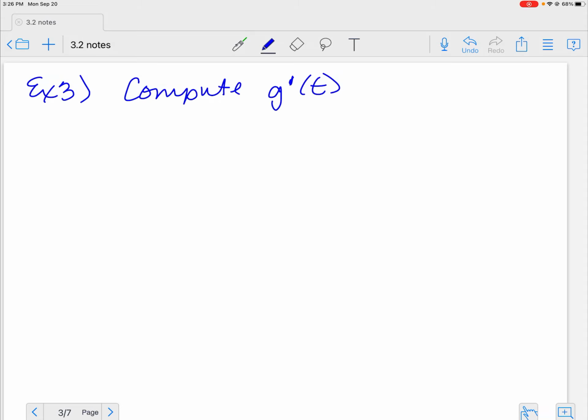Okay, we've practiced a polynomial, we've practiced a radical. Let's practice another rational here. And we're just going to compute the derivative. So if I have g of t is 1 over t squared, we're just going to compute our derivative. We're not worrying about the slope of any kind of tangent line at this point, just our derivative.